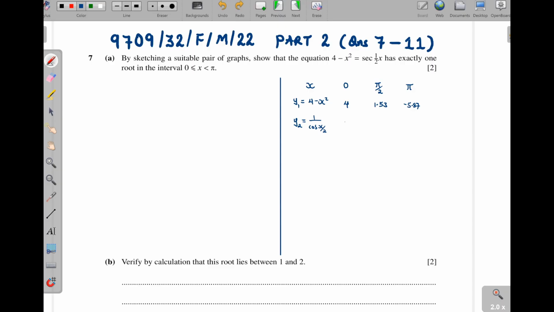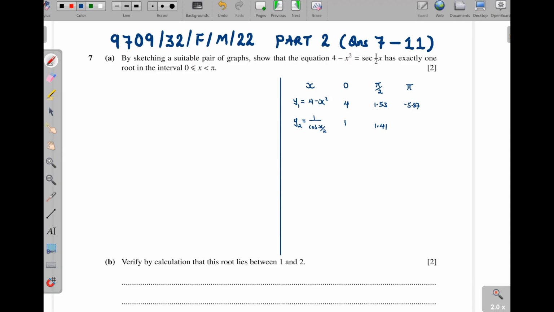So 1 over 1, that is a 1. And then pi over 2. So this will be pi over 4. Not so? So you have 1 over, cos of pi over 4 is 1 over root 2. So that means this whole thing becomes a root 2, which is 1.41. And then what else do we have?